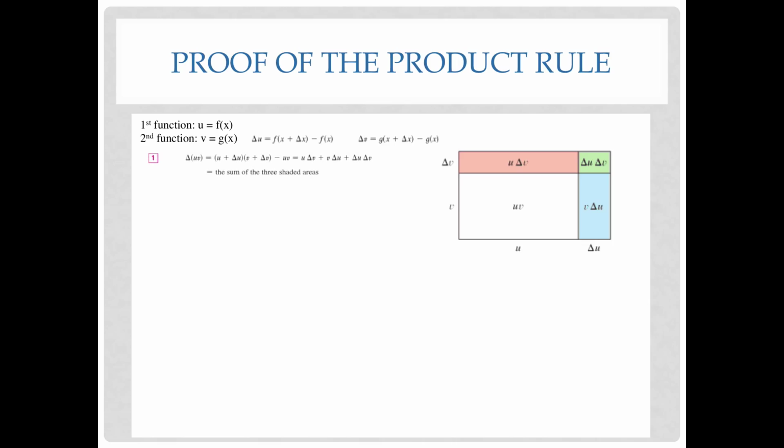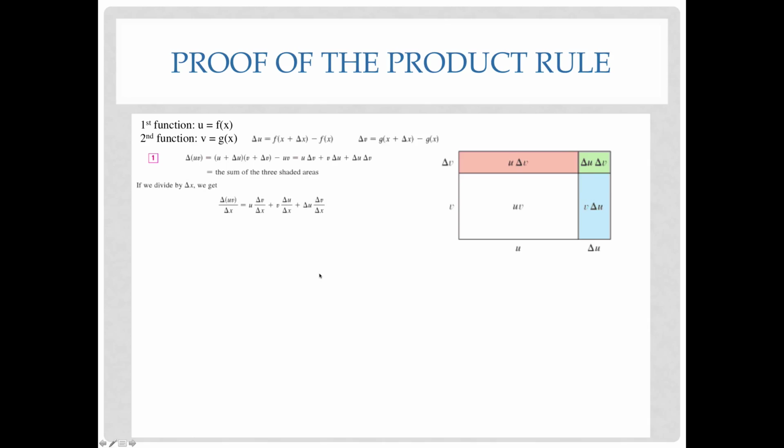And the new value of the product of u plus delta u and v plus delta v can be interpreted as the area of a large rectangle as long as delta u and delta v are positive. So the change in the area of the rectangle is delta(uv) equals u plus delta u times v plus delta v minus uv, which can be simplified to u times delta v plus v times delta u plus delta u times delta v, which are represented by the 3 shaded areas of the rectangle. The red area being u times delta v, the green area being delta u times delta v, and the blue area being v times delta u.